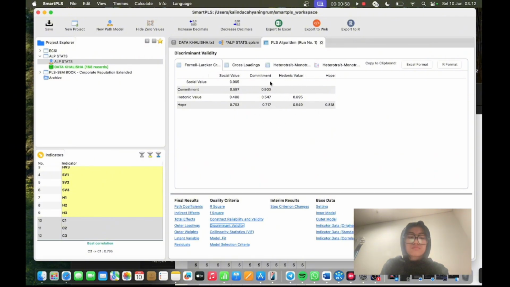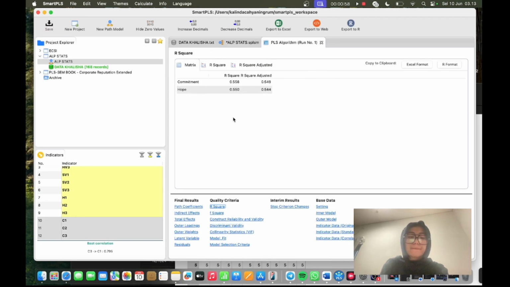The first inner model test is the coefficient of determination, or R square. We click R square. This R square is to determine the amount of variance in the dependent variable that can be explained by the independent variable. Here it shows 0.550, which means that 55% of the variation in the hope variable can be explained by the hedonic value and social value variables. Then 0.558 means that 55.8% of the variance in the commitment variable can be explained by hedonic value, social value, and hope. The remaining 44.2% is explained by other variables outside this study.